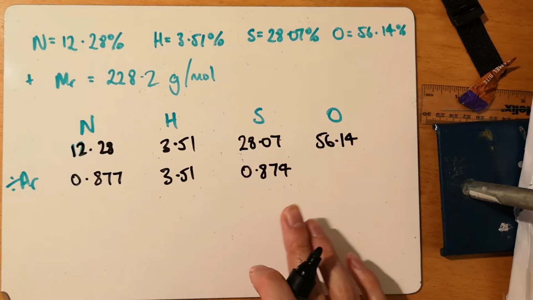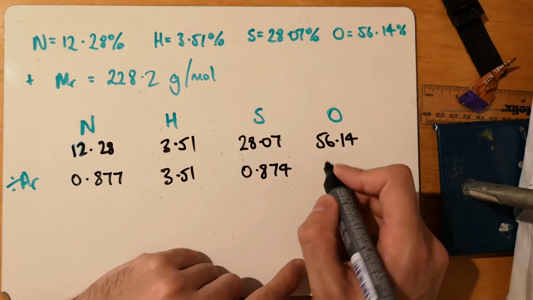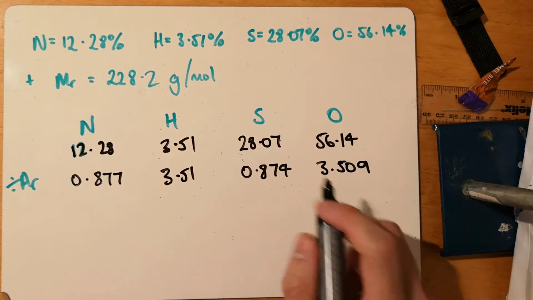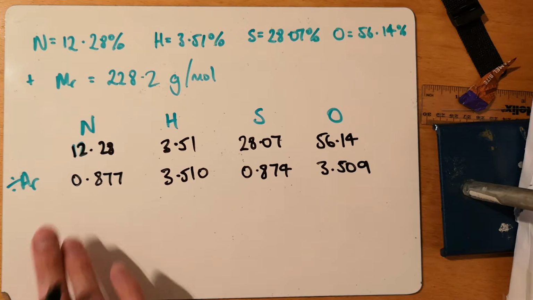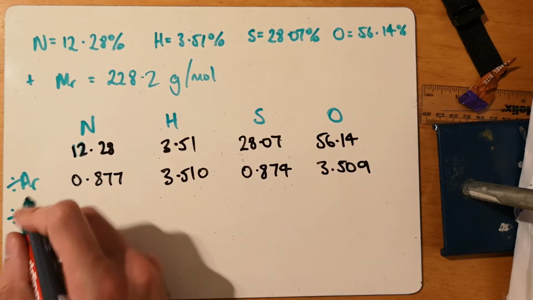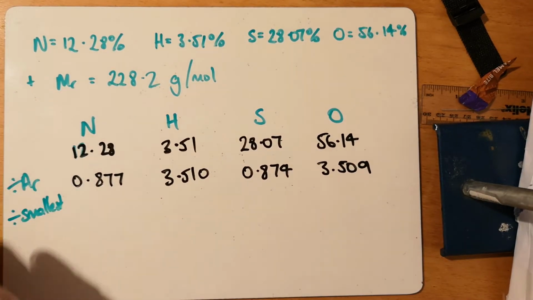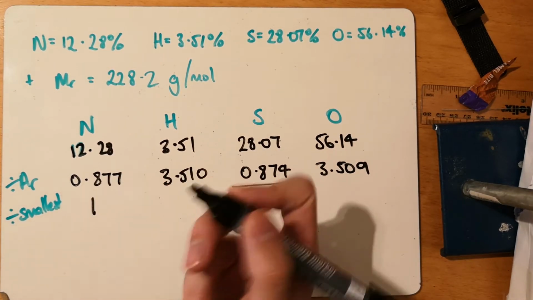Got two very similar numbers again there. And oxygen is going to give me 3.509. Sorry, that was a 0 there. I'm just going to put it in to show I'm going to 3 decimal places. So I've got my numbers there. My next step is to divide by the smallest, which is 0.874. I'm going to round this one down to 1.